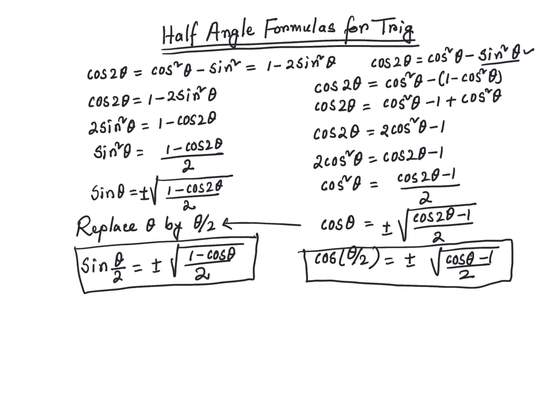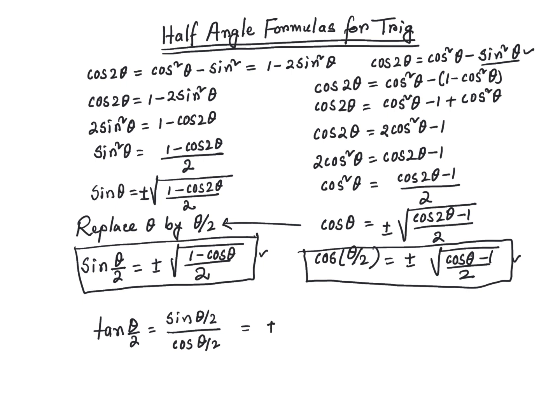Now, finding tangent of theta over 2 is a piece of cake right now. So tangent of theta over 2 is going to be sine of theta over 2 divided by cosine of theta over 2. Now, sine of theta over 2 I found to be this. Cosine of theta over 2 I found to be this. Then I can just plug it in.